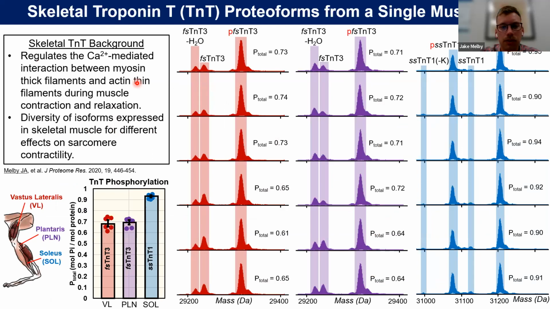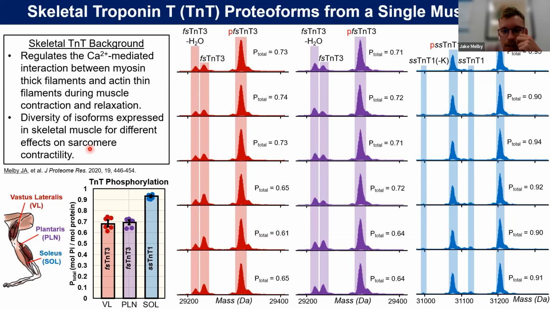So now I want to go through and look at some of this mass spectrometry data in detail from fiber to fiber. So skeletal troponin T, just to give some context to what these proteins actually do, it regulates the calcium-mediated interaction between myosin thick filaments and actin thin filaments during muscle contraction and relaxation. And this is a protein that has a diversity of isoforms expressed in skeletal muscle, and each of those has different effects on sarcomere contractility.